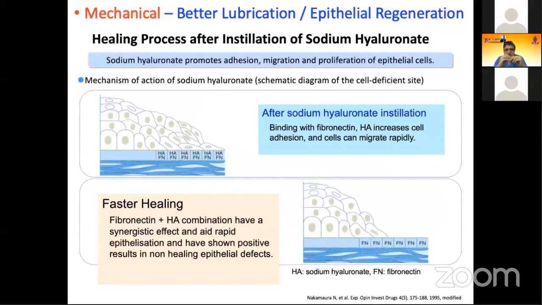Clinical studies have shown that whenever we use a combination of fibronectin and hyaluronic acid, or if we use hyaluronic acid in patients who have corneal epithelial breakdown, the binding of the hyaluronic acid to the fibronectin on the wounded cornea promotes corneal epithelial healing. As a corollary, patients who have non-healing epithelial defects may significantly benefit from using drops which have hyaluronic acid, and this has been amply documented in several clinical studies.